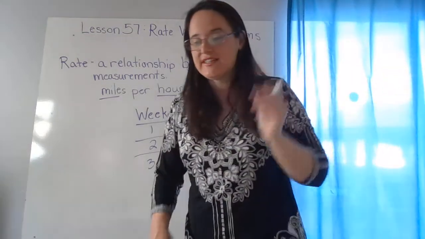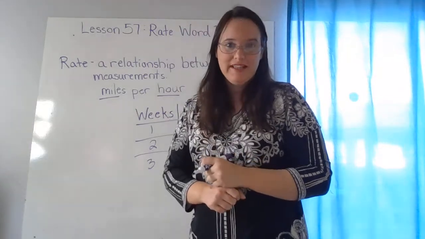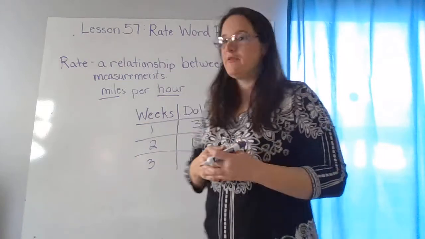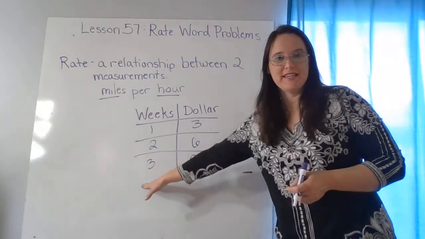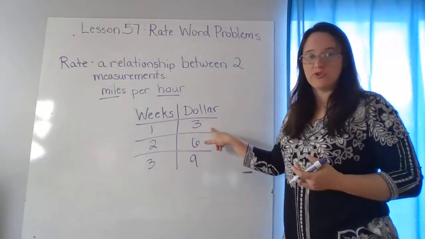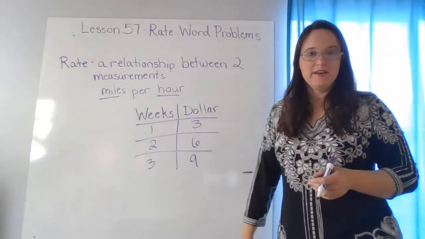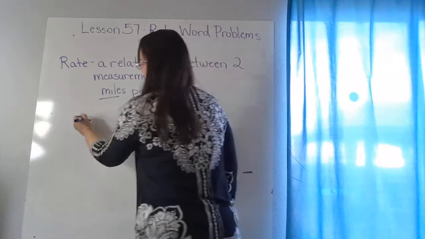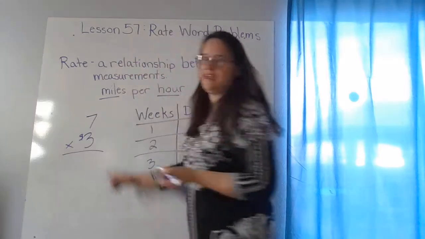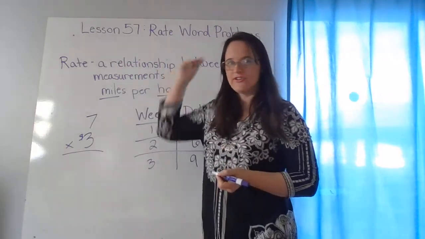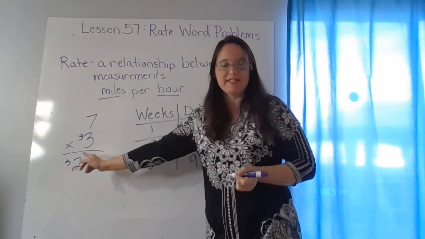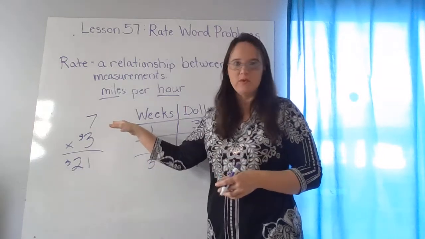So the next part of the question says, then use a formula. What they mean by formula is multiplication problem. We know that if we take the number of weeks times the number of dollars that he makes each week, that we can figure out how much money he'll make in 7 weeks. So we're going to take 7 weeks times $3, and 7 times 3, you should know that one, 21. And we label it with dollars because he's making money, he's not making weeks.